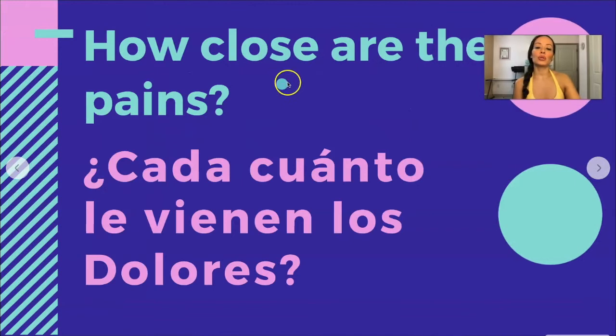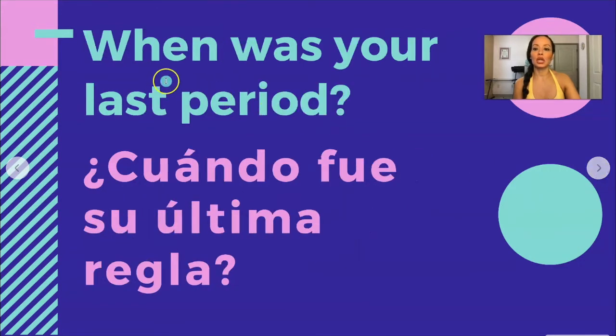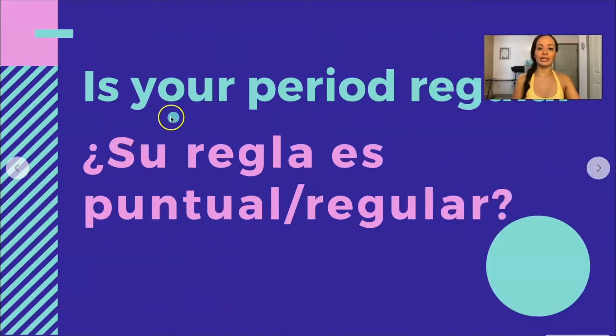niña. How close are the pains? ¿Cada cuánto le vienen los dolores? When was your last period? ¿Cuándo fue su última regla? Is your period regular? ¿Su regla es puntual? Or you could say, su regla es regular. Basically, puntual is like, is it punctual? Is it on time? So, su regla es puntual or su regla es regular.